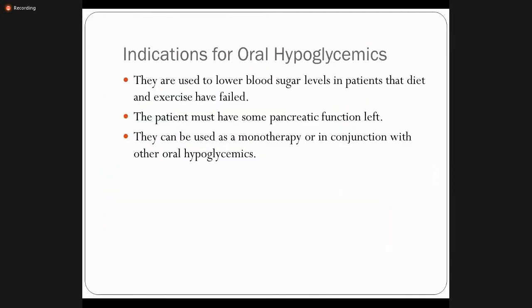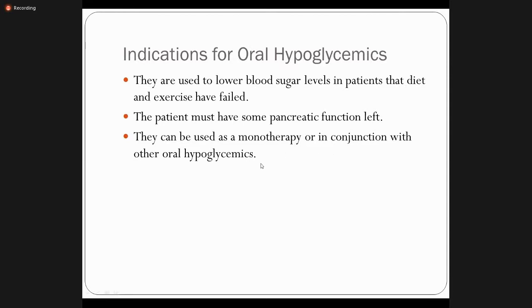So, indications for oral hypoglycemic drugs: they are used to lower blood sugar level in patients in whom diet and exercise have failed, right? And this is the logical point: the patient must have some pancreatic function left. This point also we have discussed. That is why we are prescribing oral anti-diabetic drugs, because for using an oral anti-diabetic drug, the function of the beta cell must be intact. They can be used as monotherapy or in conjunction with other oral hypoglycemics.